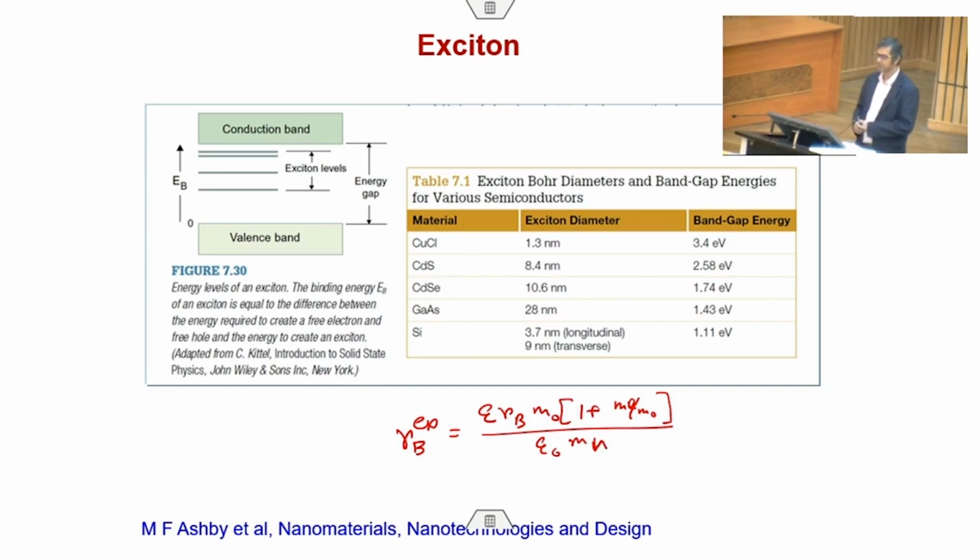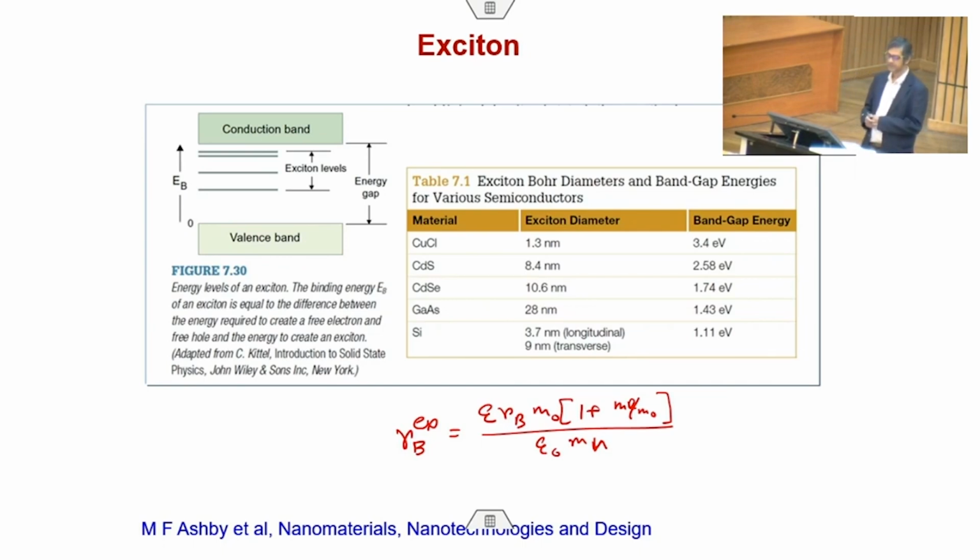So this equation is a little bit complex, but this is a modified Bohr radius. As you can see in this table for different materials like copper chloride, cadmium sulfide, cadmium selenide, gallium arsenide, even silicon, the exciton radii are in the nanoscale. So for a nanomaterial, the exciton radius may be confined, because the dimension is nanoscale. The interaction between the hole and the electron can be modified. That is something very new to you. You may not have heard of such concepts, but it is nicely given in chapter 7 of Ashby's book. You can read it up and understand.